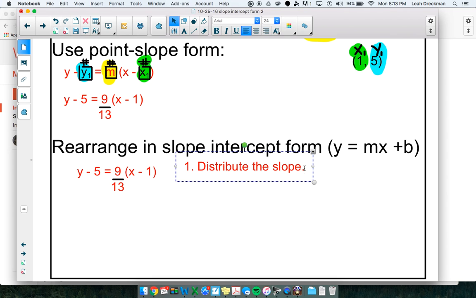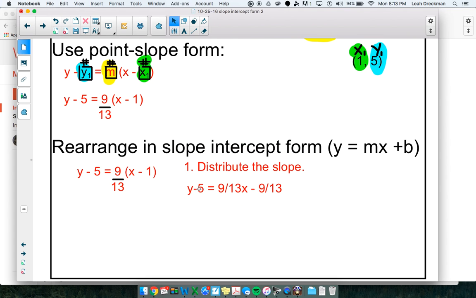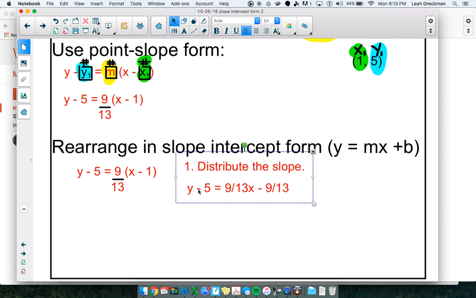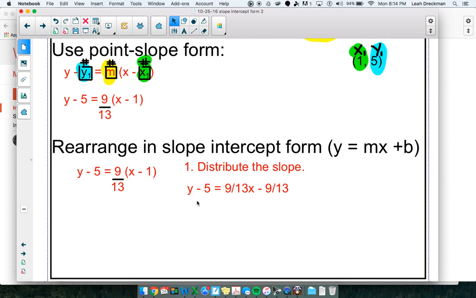we end up with nothing changes on the left. So y minus 5 equals 9/13 x. And then minus, well, if I take 9/13 times 1, I just get 9/13. All right. Now, to get y by itself, on the left-hand side, just like we did the other day, I'm going to do the inverse operation with our literal equations. I'm going to add 5 to both sides.